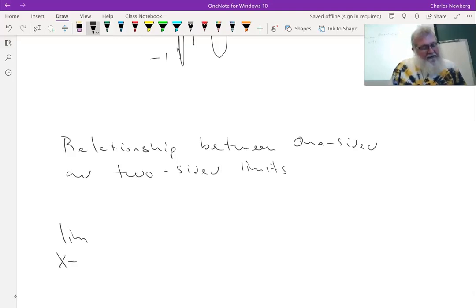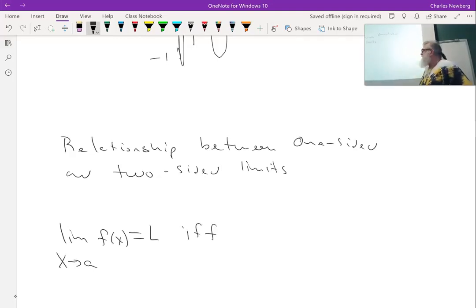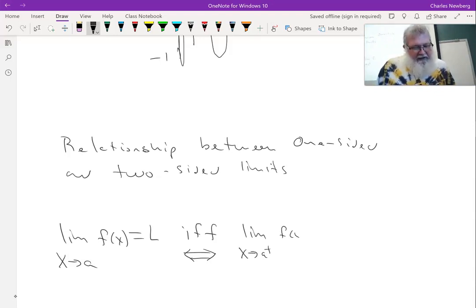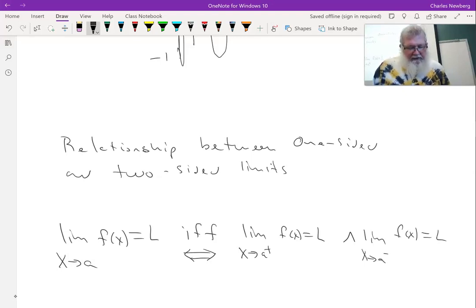All right, and it says this: the limit as x approaches a of f of x equals L if and only if. I'm going to start introducing some of you to notation: iff is if and only if. It's like a double arrow; it goes both ways. Has anybody seen if spelled this way before? All right, a couple of you. The limit as x approaches a from the positive side of f of x equals L, and the limit as x approaches a from the negative side of f of x also equals L. The two-sided limit only exists if both one-sided limits exist and they're the same value.